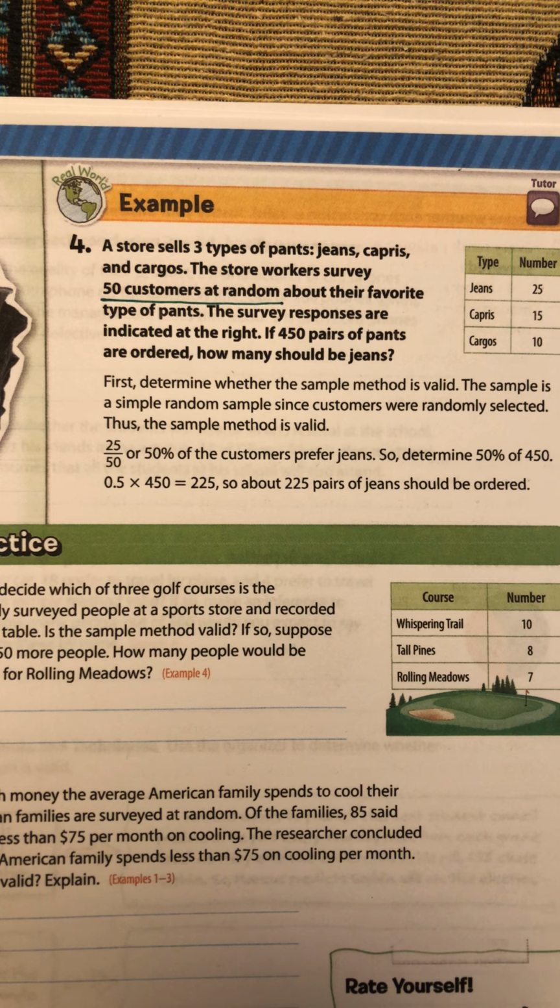So if we look at our chart, 25 people prefer jeans out of 50 total. So that's 50% of the customers. So 50% of 450 pants, 225 of them would be jeans. So they would order 225 jeans.